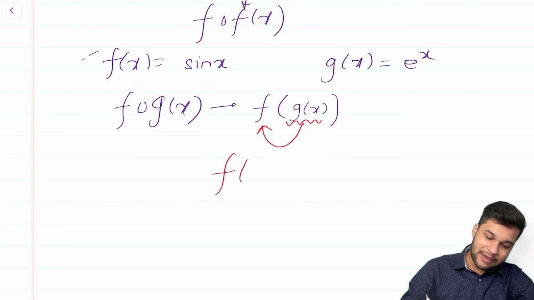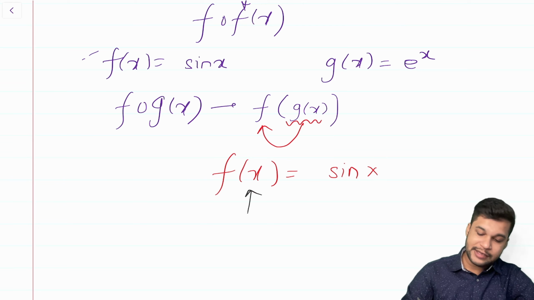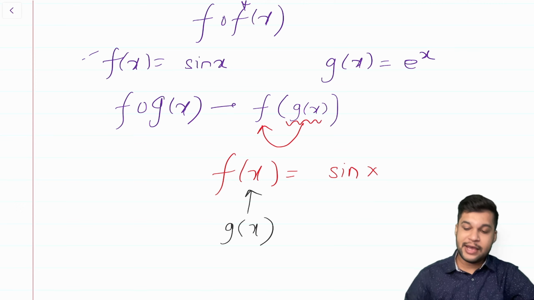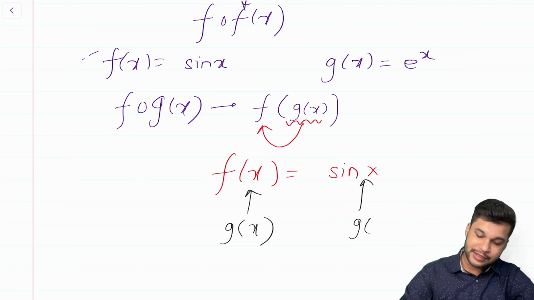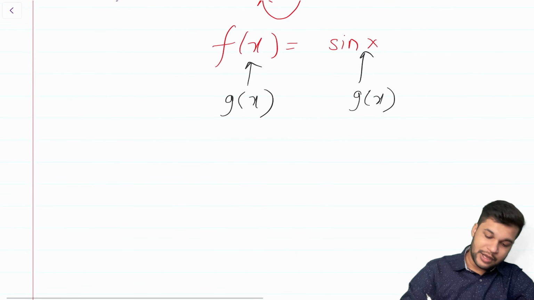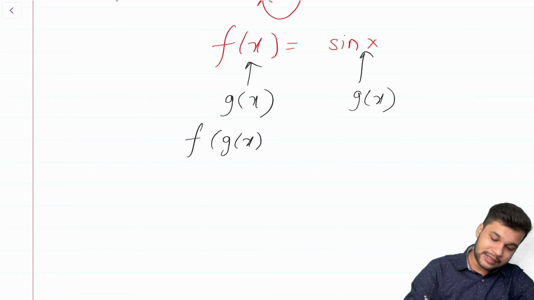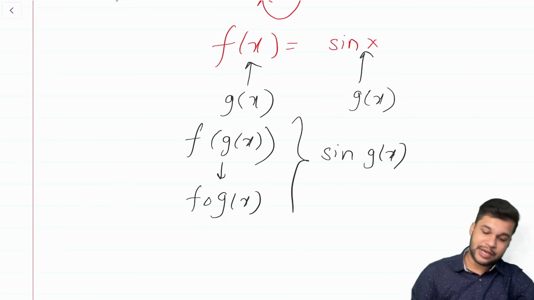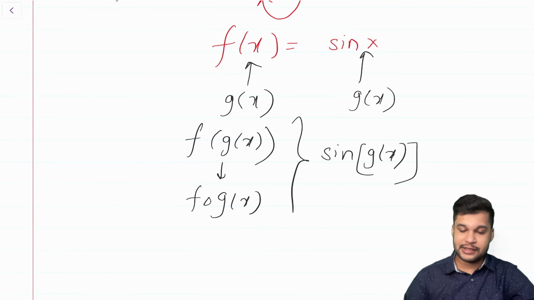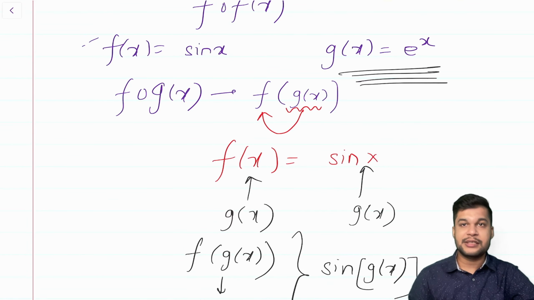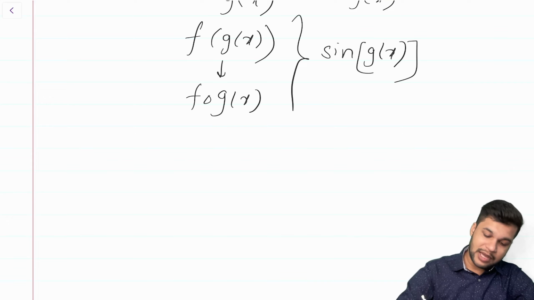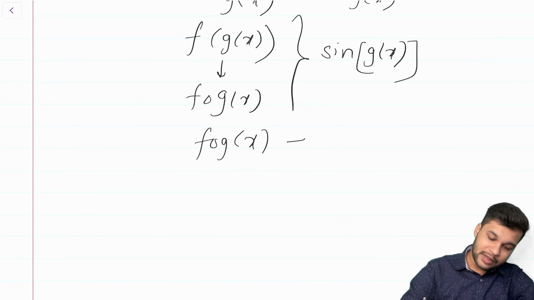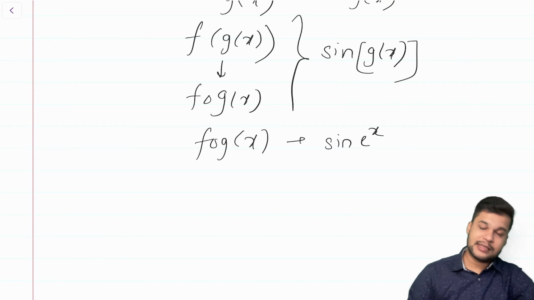So what is f(x)? Your f(x) is sin x. And now in place of x, you will substitute g(x). So what do you get? You get f of g(x), which can also be written as (f∘g)(x), is nothing but sin of g(x). But what is g(x)? g(x) is e power x. So your answer becomes sin of e power x.